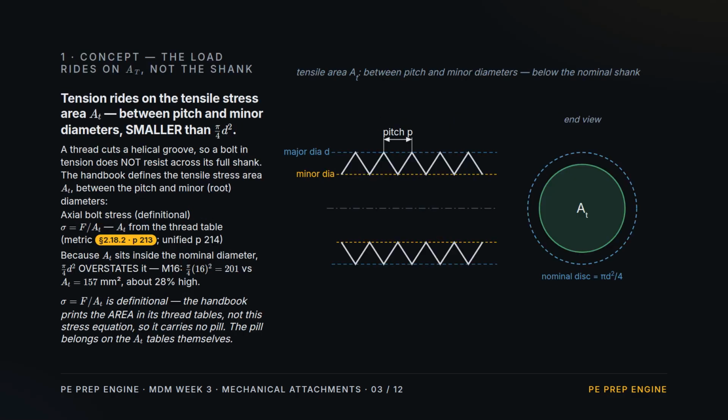Concept 1. The load rides on the tensile stress area, not the shank. A thread cuts a helical groove, so a bolt in tension doesn't resist across its full nominal diameter. The handbook defines an effective tensile stress area, sized between the pitch and minor diameters, and the axial stress is simply the load over that area. The key habit: read the area from the table. Never compute pi over 4 times d squared from the nominal diameter. That always overstates the strength. For an M16, the nominal disk is about a quarter larger than the true tensile area.